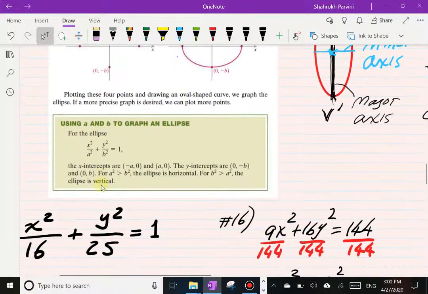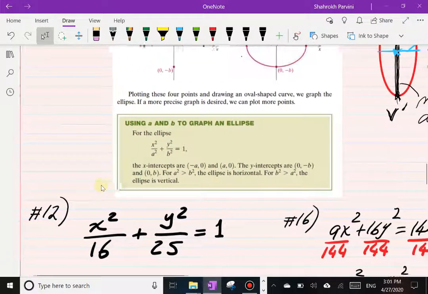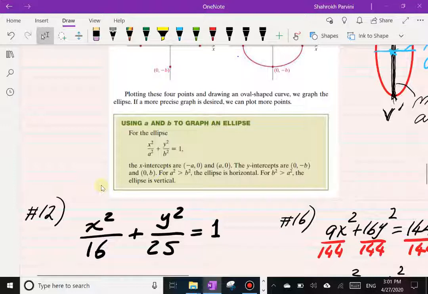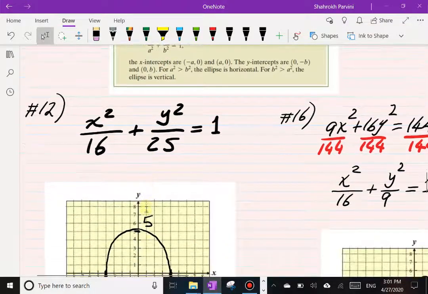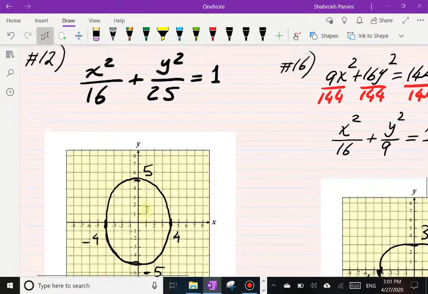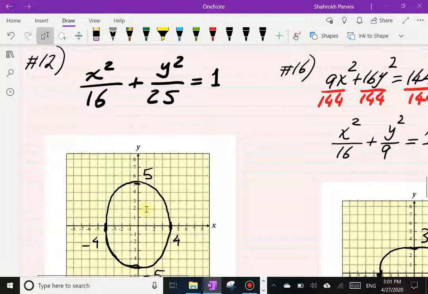So let's take a look at our example first of all. In exercise number 12, we have x squared over 16 plus y squared over 25 equals 1. Two things stand out. First, I have the 1 on this side, so I'm good. The fact that I have x squared plus y squared over two numbers tells me I'm working with an ellipse. So we recognize the form of the equation of an ellipse. And then how are we going to graph this? Well, once it's in standard form, it's pretty easy.